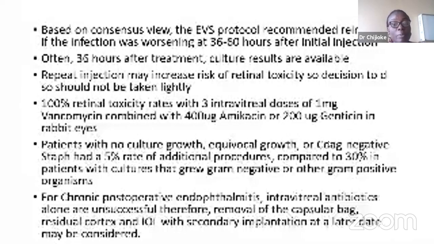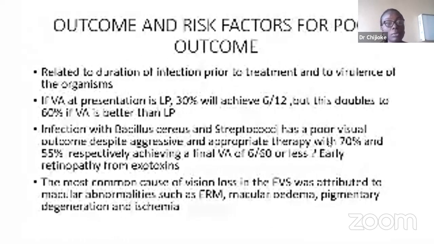For chronic postoperative endophthalmitis, intravitreal antibiotics alone are unsuccessful. Therefore, removal of the capsular bag, residual cortex, and intraocular lens with secondary implantation at a later date may be considered. Outcome and risk factors for poor outcome are related to duration of infection prior to treatment and to the virulence of the organism. If the visual acuity at presentation is light perception, 30% achieve 6/12 vision, but this doubles to 60% if visual acuity is better than light perception, according to the endophthalmitis vitrectomy study.